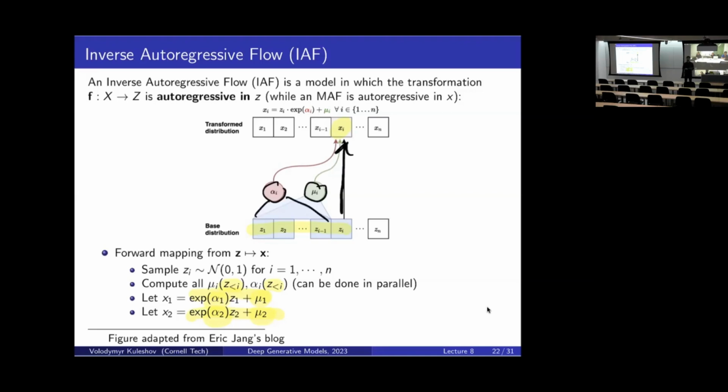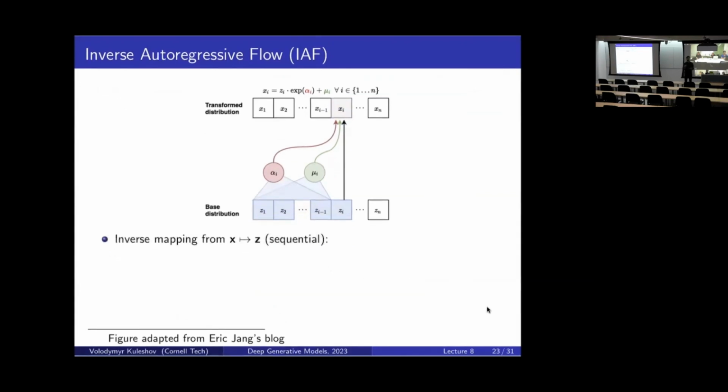Okay, so this is a different mapping. It's a related but different type of forward mapping. So I claim that this forward mapping is invertible. Why is that invertible? Well, how would we do this? Let's say that we have X and we want to compute Z. Well, I can compute the first component Z1 from X1 by simply doing this shift and scale formula. Because mu and alpha are just constants, they don't depend on anything. I have them, they're parameters of my model. I can compute Z1 if I have X1.